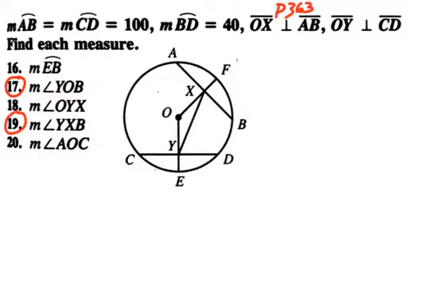All right, number 17, we're looking for YOB. So that would be this guy right here. YOB, that one in red. So let's look at what we're given already. We're given that AB is equal to CD, which is 100.